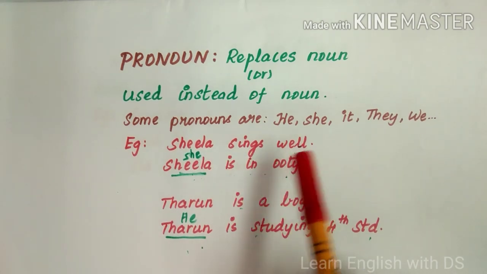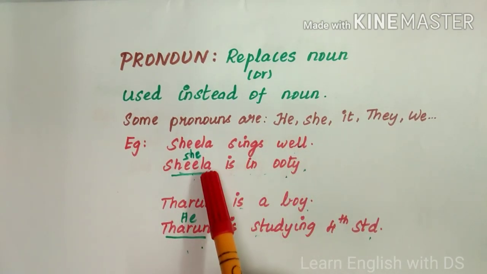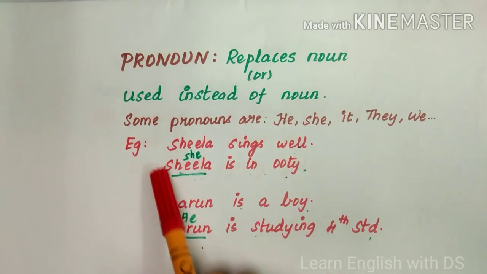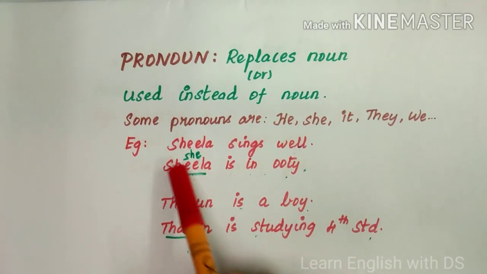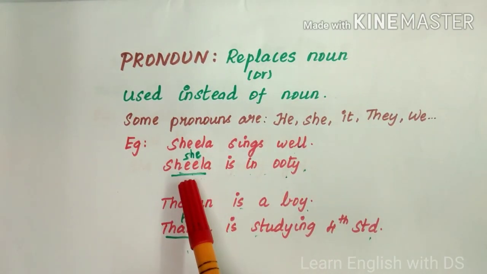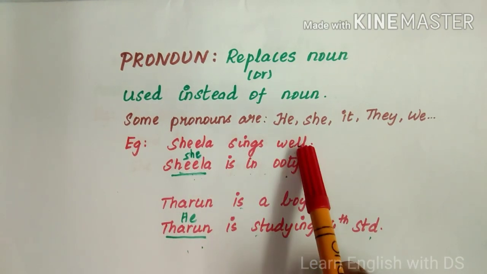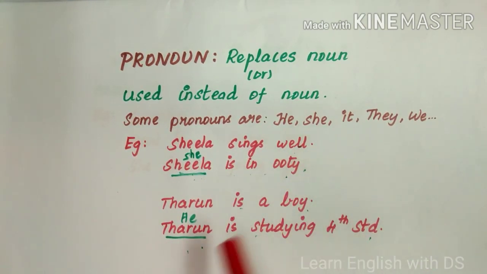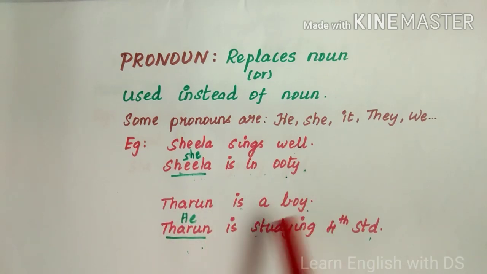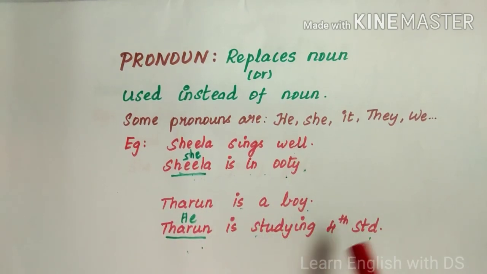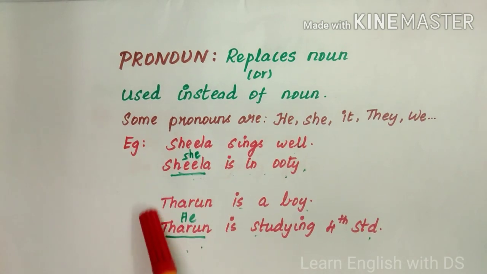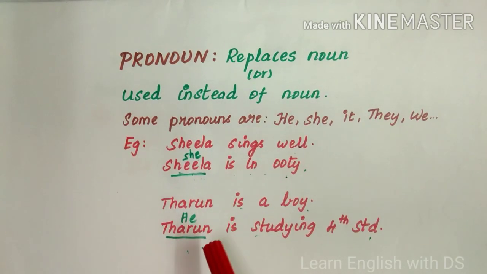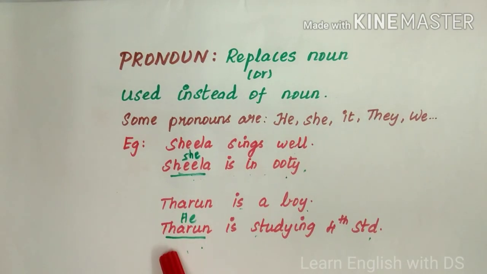Sheila sings well. Sheila is in Ooty. Instead of using the naming word Sheila twice, we can replace it with the pronoun she. So, Sheila sings well. She is in Ooty. The next sentence. Tarun is a boy. Tarun is studying 4th standard. Again, in this sentence, we have used the naming word twice and we can replace it with the pronoun he. Tarun is a boy. He is studying 4th standard. So, pronoun is the word used to replace the noun.